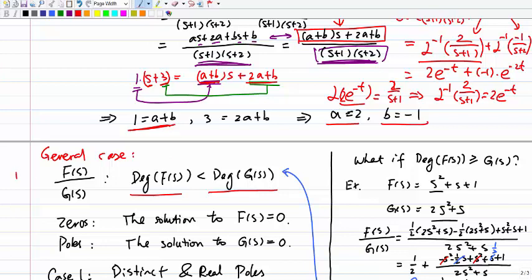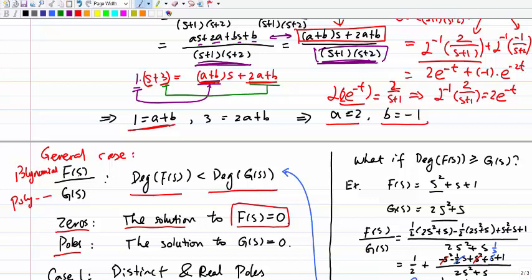So assuming here this is a polynomial, and this is also a polynomial. Okay. And also I talk about the zeros and the poles. The zeros are the solutions to F(s) being 0. So you set the numerator to be 0 and find the solutions. The solutions are called zeros.